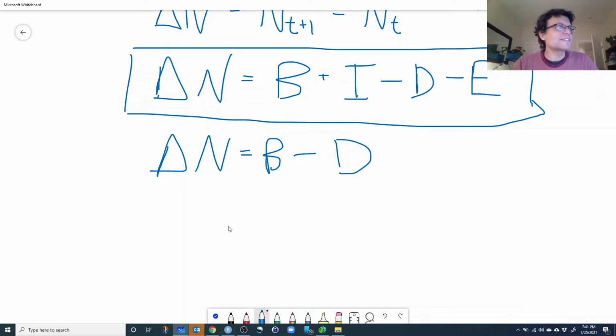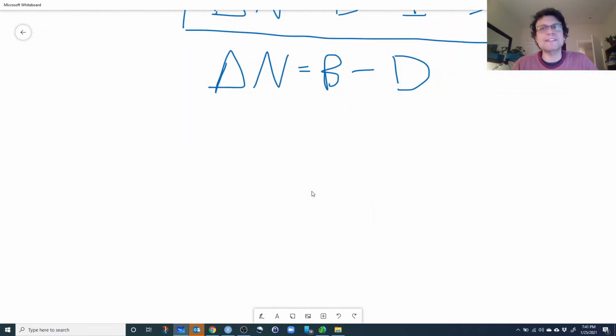The per capita rates that we usually talk about and represent mathematically in population ecology are the lowercase versions of these uppercase letters here.